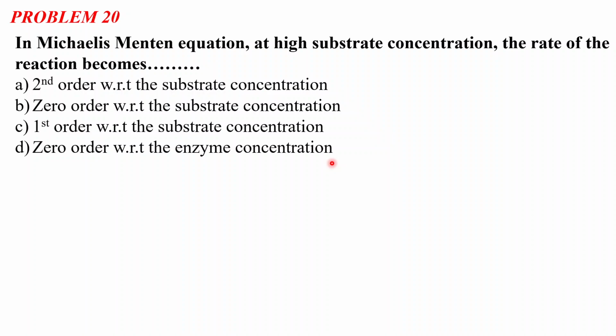In the Michaelis-Menten equation, at high substrate concentration, the rate of the reaction becomes number A, second order with respect to substrate concentration, number B, zero order with respect to substrate concentration, number C, first order with respect to the substrate concentration, number D, zero order with respect to the enzyme concentration. I will give you a minute or two and I want all of you to answer this question. This is a very easy question and I know all of you can answer it.